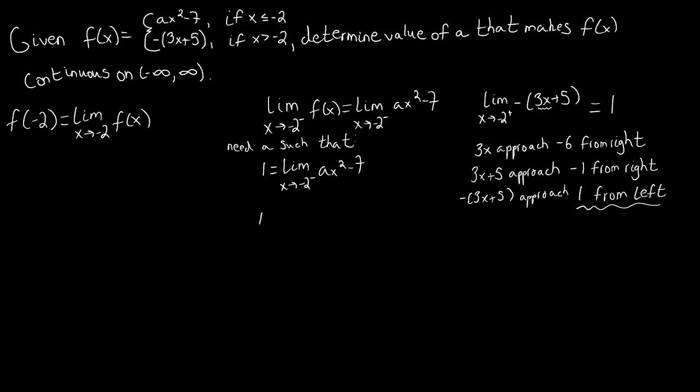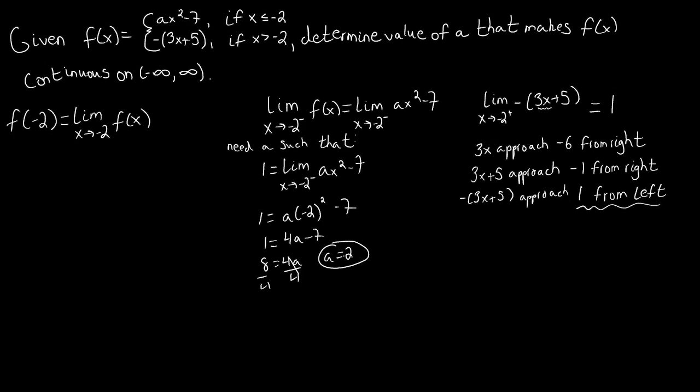Okay, so let's go ahead and do that. So we get a times negative 2 squared minus 7, or we get 1 equals 4a minus 7. 8 equals 4a. Divide by 4. a equals 2. So we have maybe a value of a equals 2.